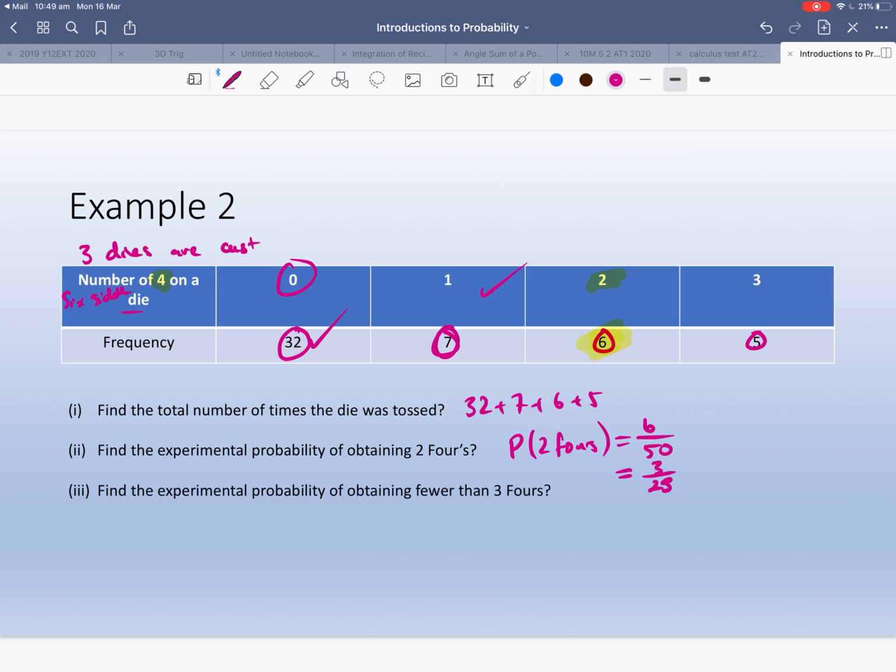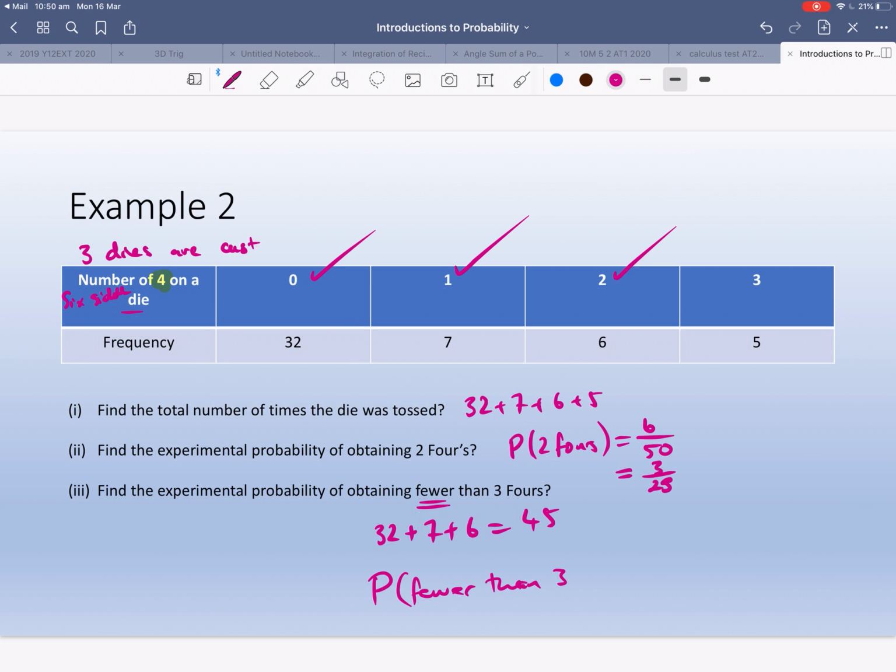And then part 3, find the experimental probability of getting fewer than three 4s. Immediately we want to go to here, but it says fewer than three 4s. So two is fewer than three 4s, one is fewer than three 4s, and zero is fewer than three 4s. So we have to add them all together. 32 plus 7 plus 6, and that equals 45. So the experimental probability of getting fewer than three 4s will be 45 out of 50, which we can simplify down to 9 over 10. All right, I hope that makes sense, but that's it from me. Peace out.